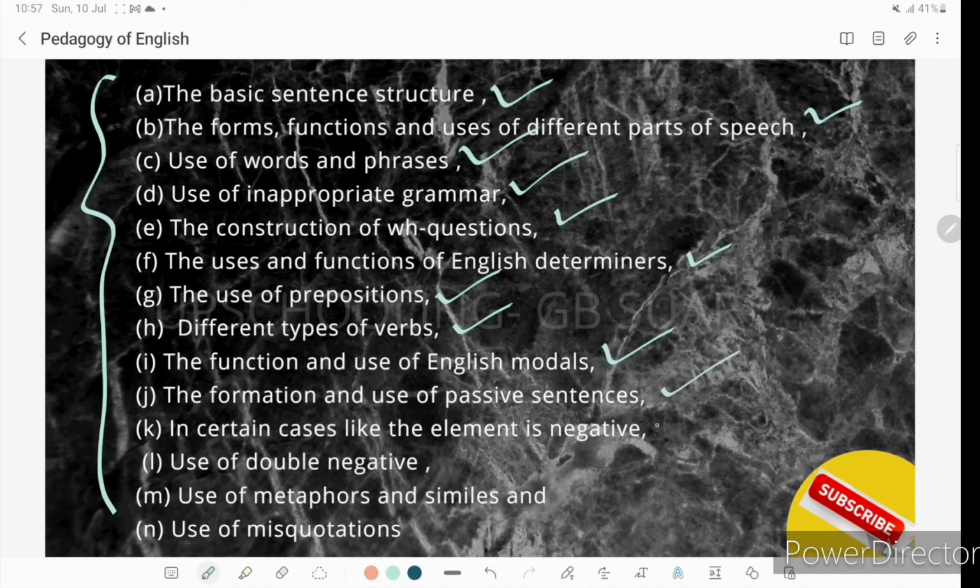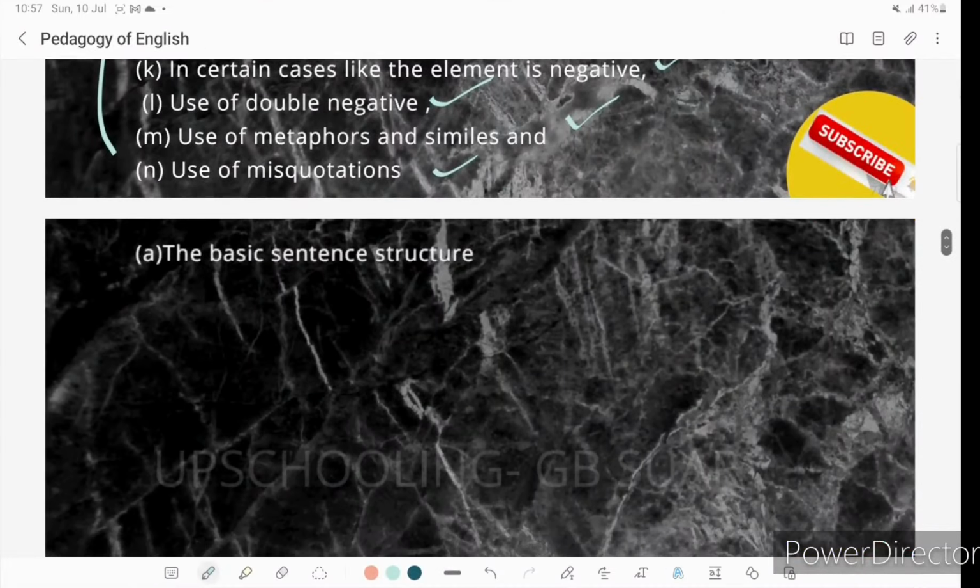In certain cases like where the element is negative, there also. Use of double negative, use of metaphors and similes, and use of misquotation. I have listed some, but you can add to it. We will see with examples ahead.